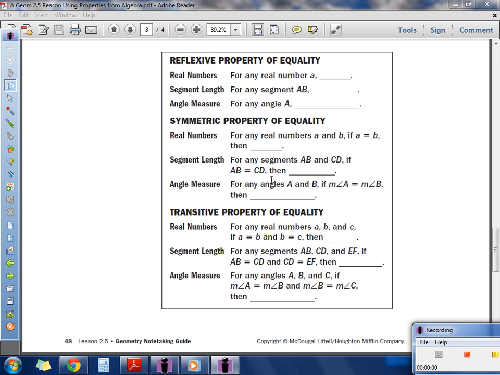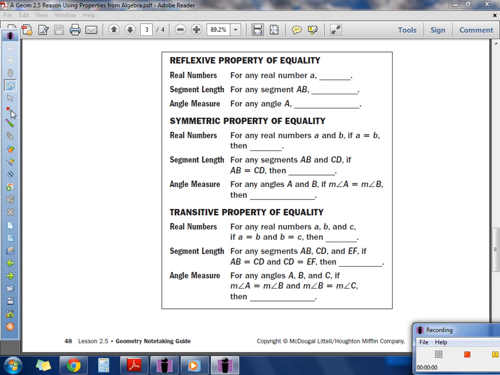Alright, today's lesson is a continuation of 2.5 that used properties of Algebra 1. So yesterday we worked on solving and stating reasons and steps for our solving procedures. Today we're talking about more mathematical properties that you learned in Algebra 1, but today we're applying them to geometry.